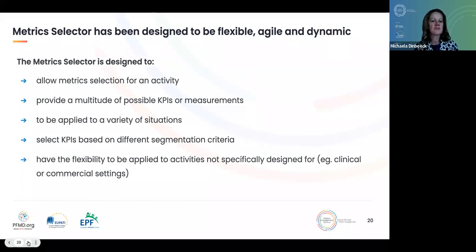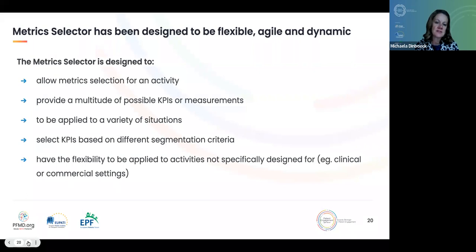So how can you use the metric selector? First of all, it allows really a broad selection for an activity, for different kinds of activities. And if you saw it in the small print, it's also mentioned there's 87 potential metrics in the tool. And then it allows you to really select based on the specifics of your activity. It also allows you a selection of a multitude of KPIs and or measurements. So you're not carved in stone with a specific set, but you can really tailor your measurements or your KPIs to either your organization or to the specific focus of the activity that you're looking into.